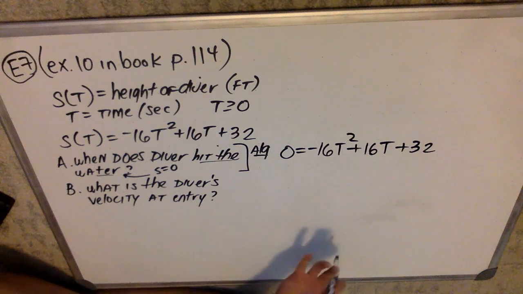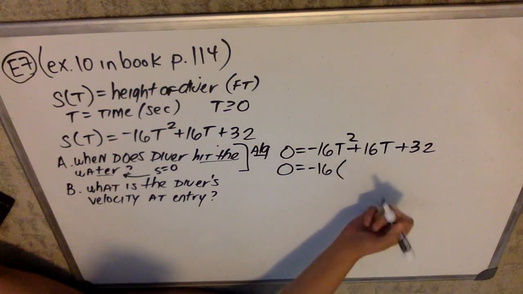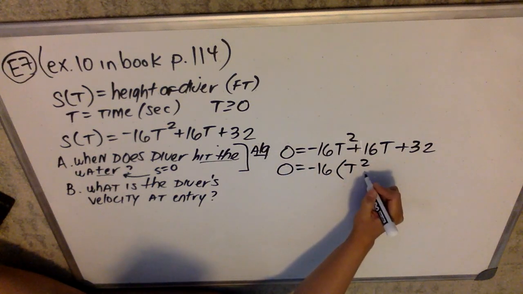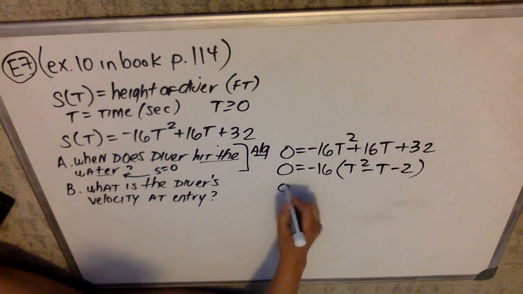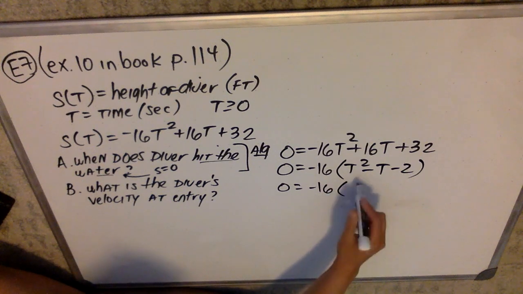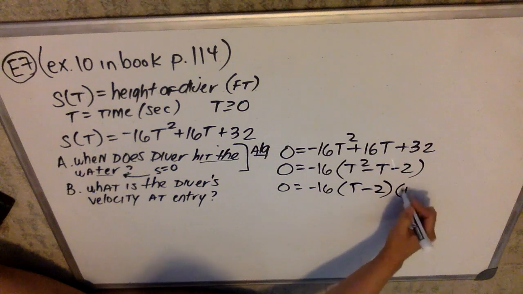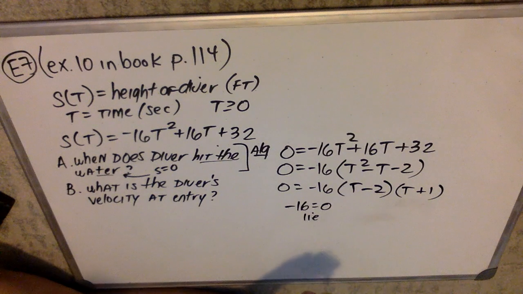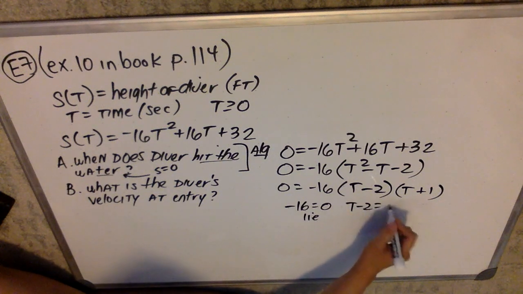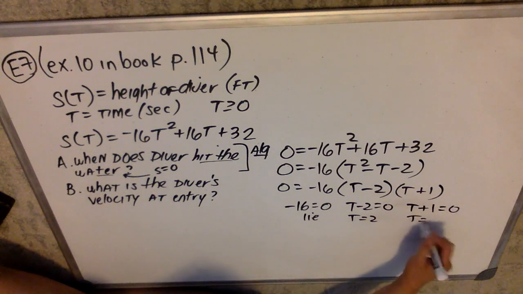To solve this, you're going to need to factor, or use the quadratic formula, but honestly, factoring is way easier here. There is a GCF of negative 16. If you take that out, you'll be left with t squared minus t minus 2. So 0 equals negative 16 times t squared minus t minus 2, which factors into t minus 2 times t plus 1. So either negative 16 is 0, which is a lie, that's not possible, or t minus 2 is 0, which would be t equals 2, or t plus 1 equals 0, which would be t equals negative 1.